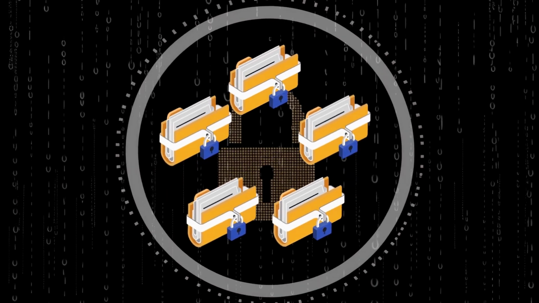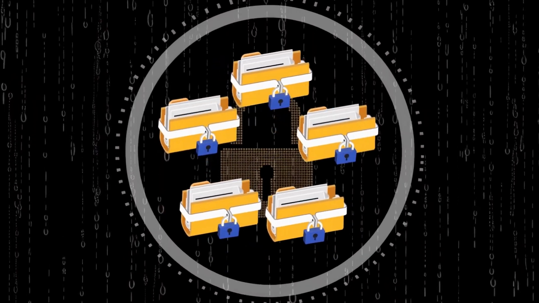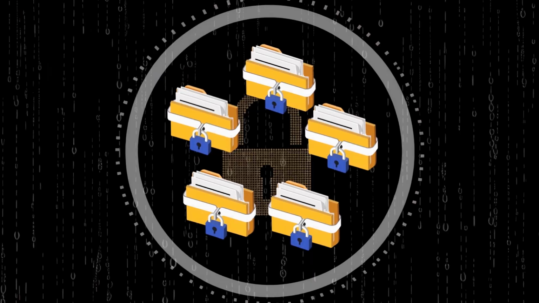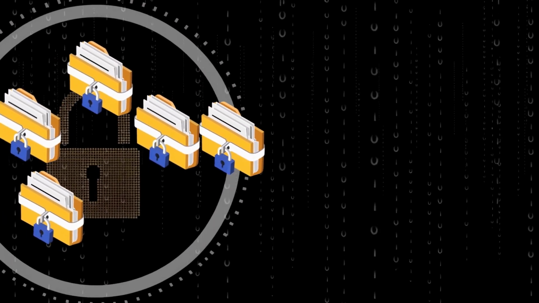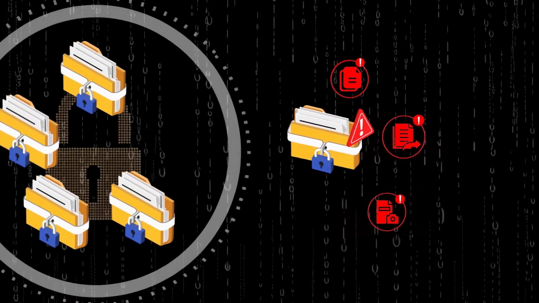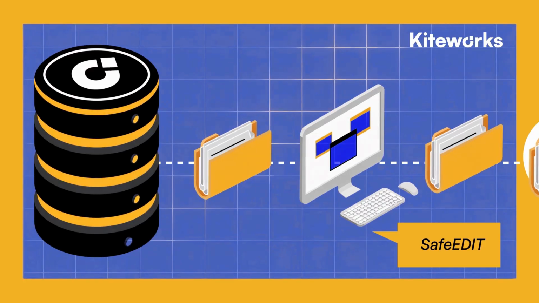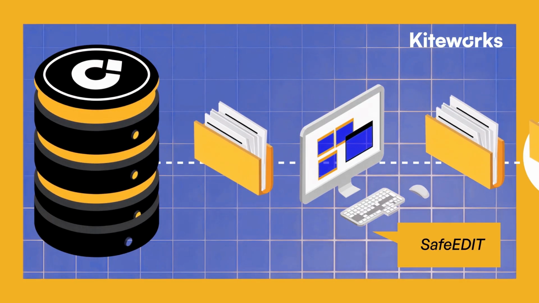Traditional DRM was built on a contradiction. To collaborate, you must give up control. You encrypt a file, send it out, and hope your policies hold. But once data leaves your environment, the risk begins. Kiteworks SafeEDIT eliminates this contradiction entirely.